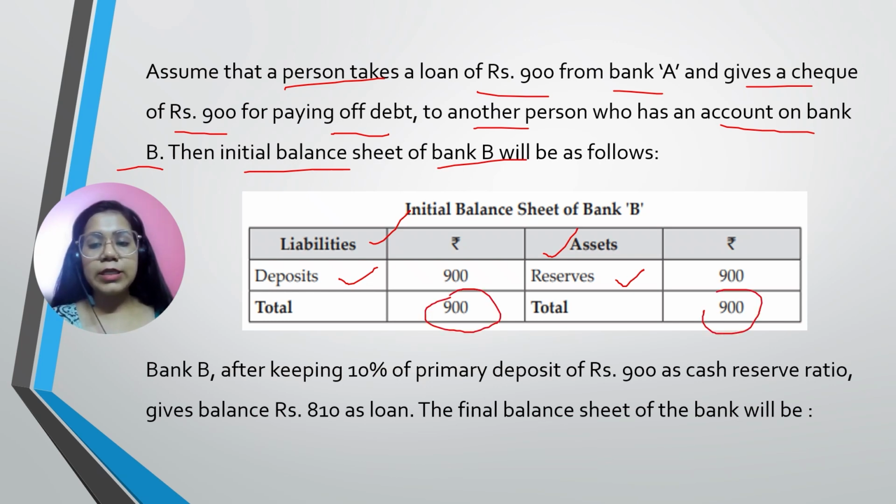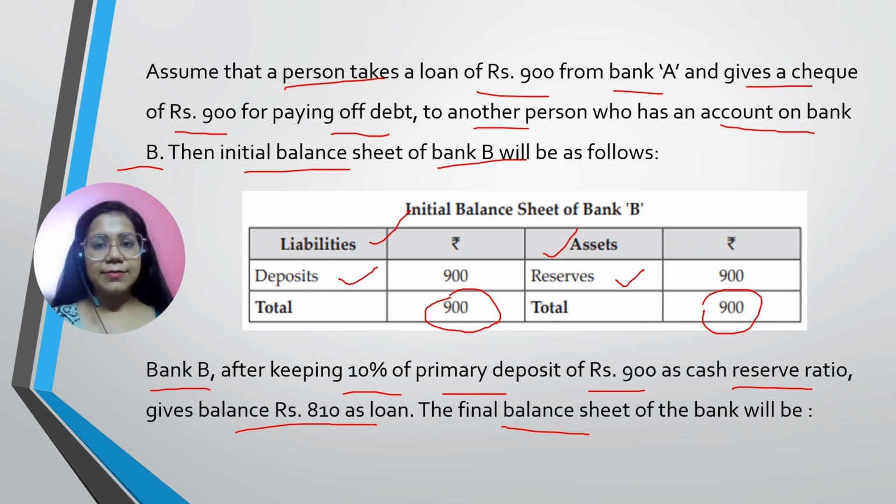Now bank B will again keep 10% of this primary deposit of 900 rupees as cash reserve ratio, or we can say cash reserve fund, and give the balance of the excess reserves, which is rupees 810, as the loan. So its final balance sheet will become, let's see it in the next slide.